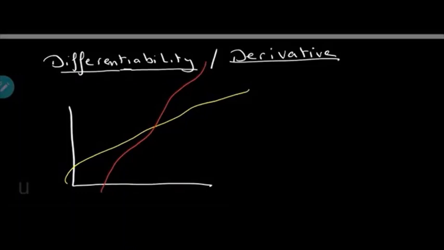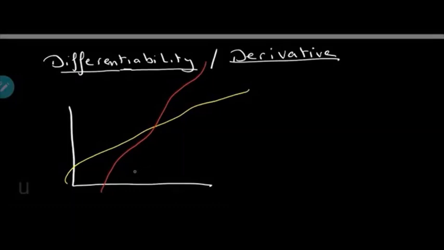Hi, in this chapter I will talk about the differentiability or the derivative. Take for example these two graphs representing two functions. These two functions represent, let's say for example, how much two companies, a red company and a yellow company, are earning per year. So we can notice from these graphs that these two companies are making money and making more money each year because the graphs are increasing.